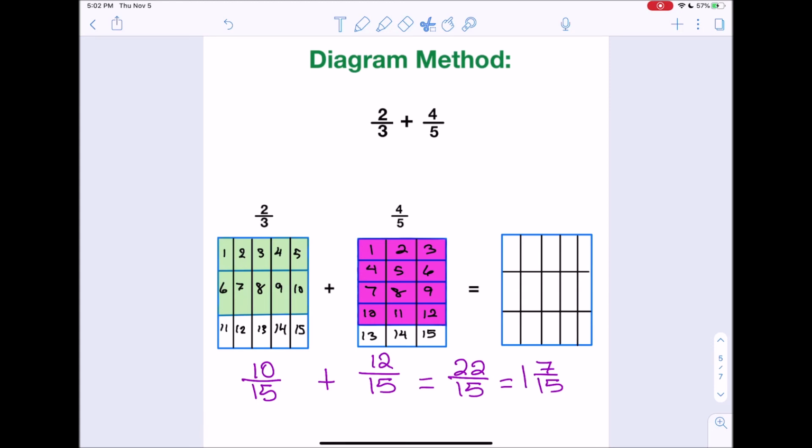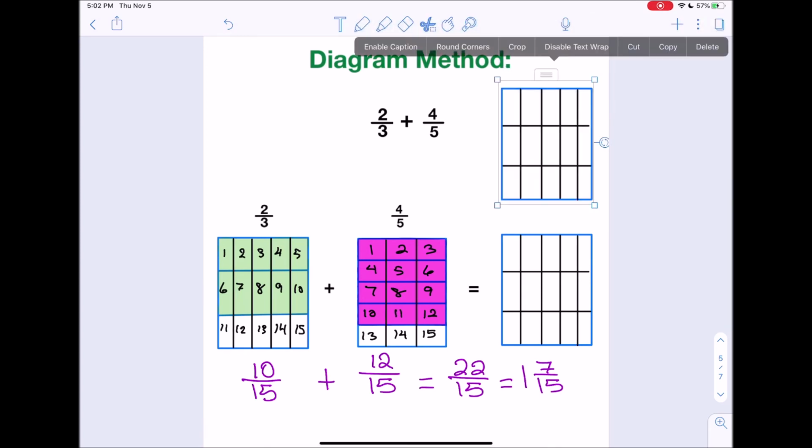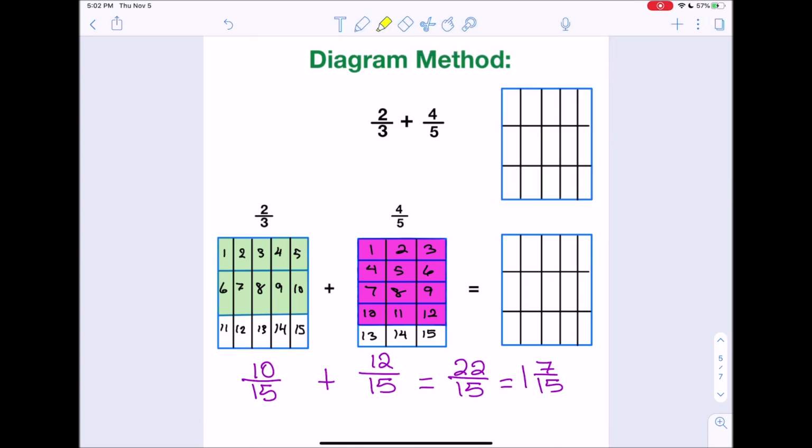Okay, I'm going to go ahead and make a copy of this just in case we need it. And we can start coloring in our parts of the rectangle. So here we go. The first rectangle now has 10 colored in parts. It's 10 out of 15. So that means I'm going to color in 10 parts of this rectangle. The second one had 12, so I have to color in 12 more.